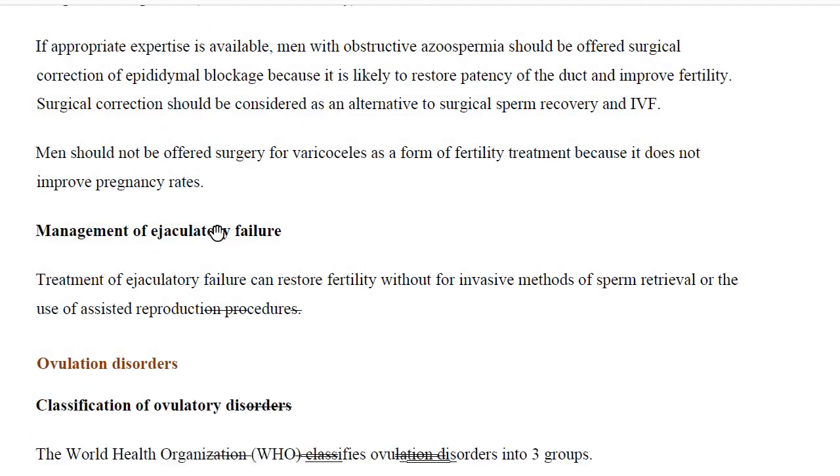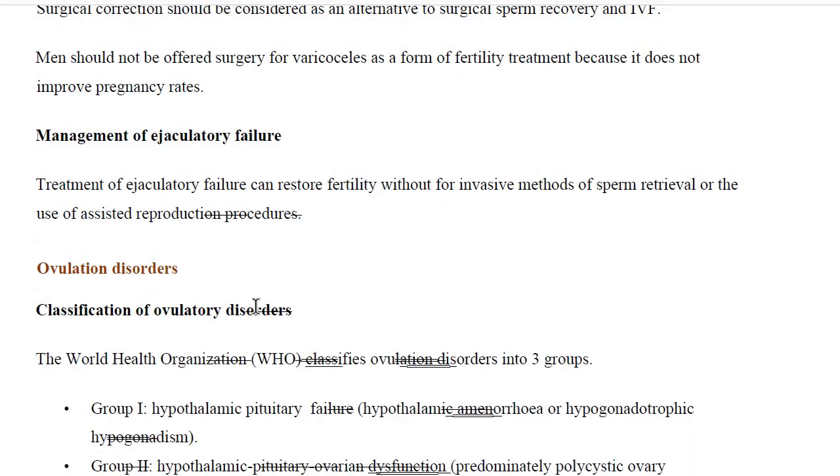Management of ejaculatory failure. Treatment of ejaculatory failure can restore fertility without any requirement of invasive sperm retrieval procedures or the use of assisted reproductive technology. What questions can they bring regarding male fertility, apart from this?